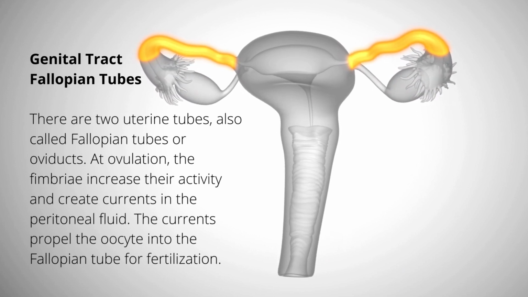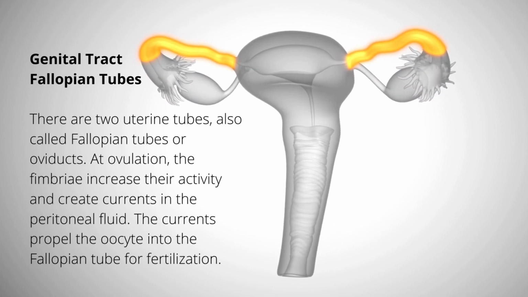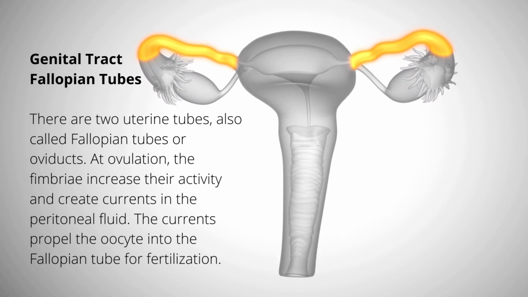Because there is no direct connection between the infundibulum and the ovary, the oocyte enters the peritoneal cavity before it enters the fallopian tube. At the time of ovulation, the fimbriae increase their activity and create currents in the peritoneal fluid, and that helps propel the oocyte into the fallopian tube.